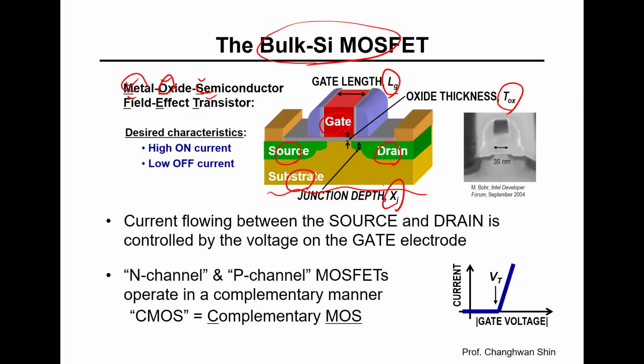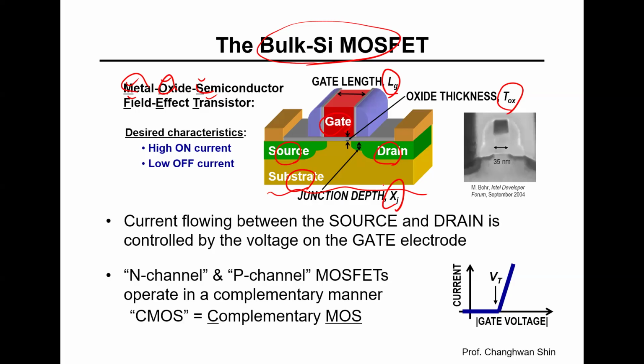The most desirable characteristics for MOSFETs are high on current for speed and low off current for energy efficiency. So think of this like a light switch that can turn on very quickly and brightly when needed, but when off, consumes virtually no power.